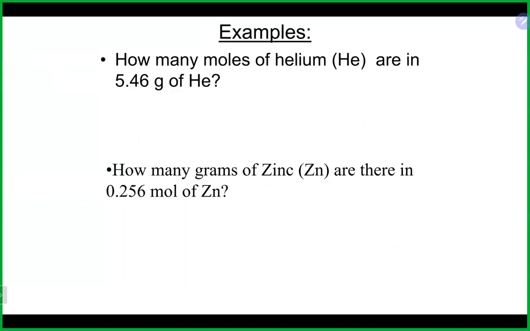All right, so why don't you give these guys a go and see what you come up with. We want to know how many moles of helium are there in 5.46 grams of helium, and then how many grams of zinc are there. In case you don't have a periodic table, helium on the periodic table is 4.003. And zinc, depending on which one you look at, you might see 65.38 or 39. This is 38, I think.